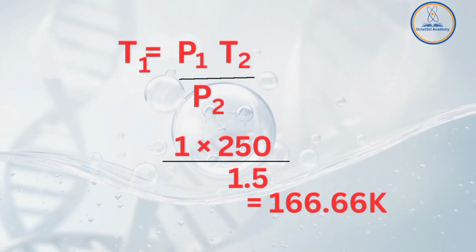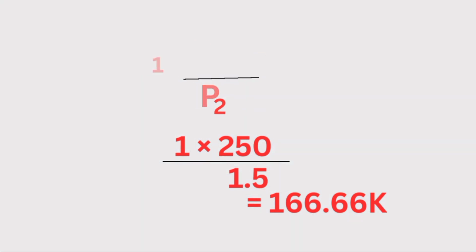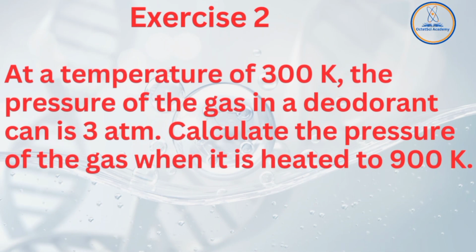So substituting the value, making T1 the subject of the formula, we have 1 times 250 divided by 1.5. The value is 166.66 Kelvin. Remember, our temperature must be in Kelvin. Now this is the next question.